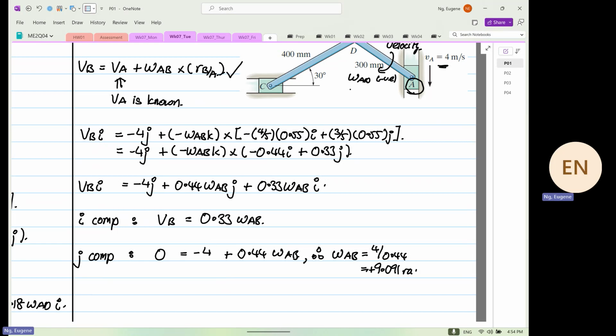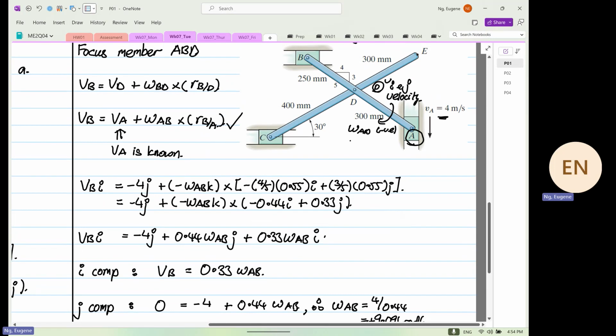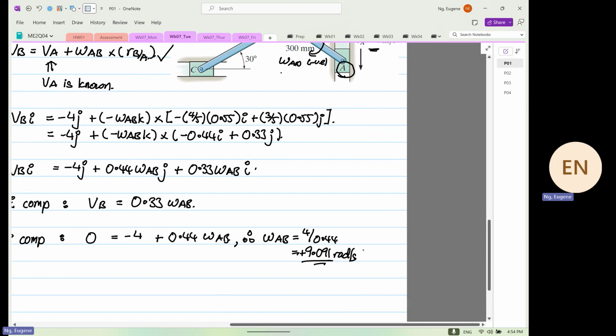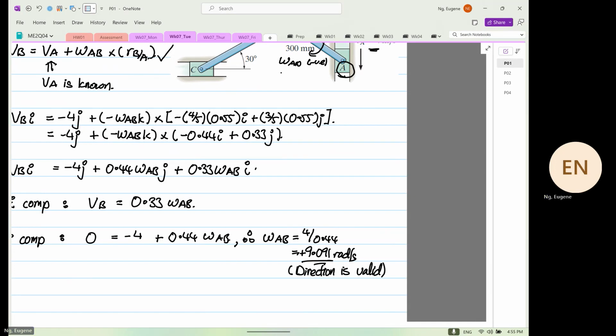positive radians per second. When it's positive, it means this direction is correct. Okay, so when it's positive down here, it means the direction is valid. If it's negative, you just what? Flip it around. Are we clear? Okay. So now we know what is our omega AD now?